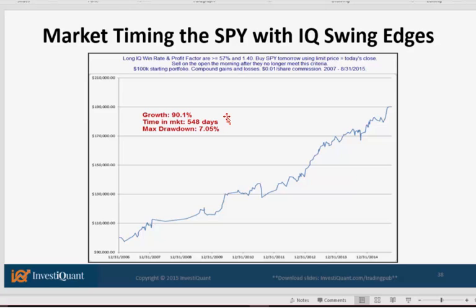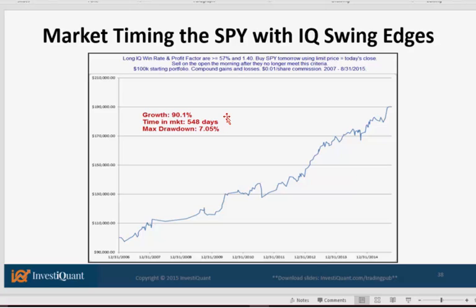So only go long when the readings are showing at least an average of 57% win rate and a 1.4 profit factor. You would enter tomorrow using a limit price equal to today's close, and we do that because the guides aren't available until after the market closes. And you'd sell in the morning after they no longer meet the criteria. So you're just looking at the numbers and trading the numbers, not worrying about what a chart says, which makes it an easy buy-sell decision.